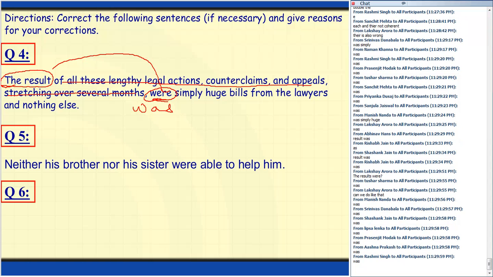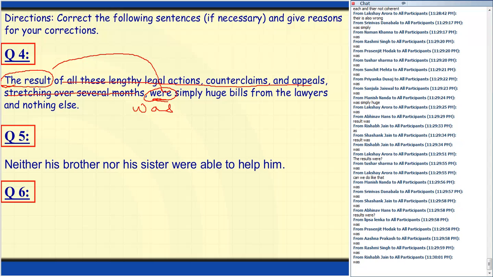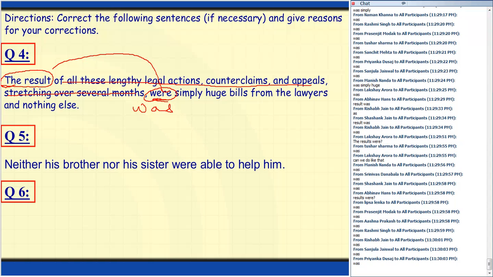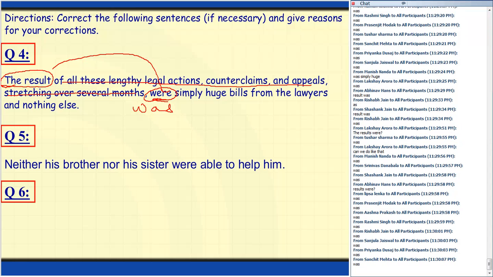If it were the results were, it would work, yes. But the word results is not there. Okay, question number 5. Neither his brother nor his sister were should not be there. It should be was because neither nor, both are singular, that is why you need a singular verb there. Okay, good.